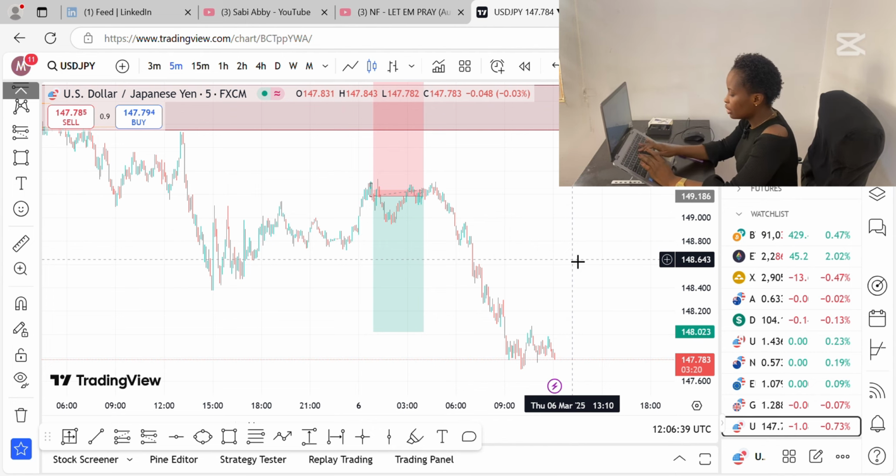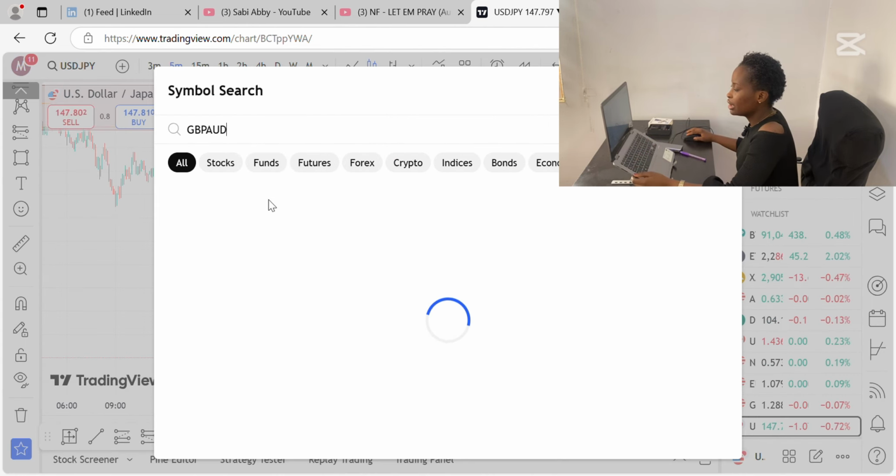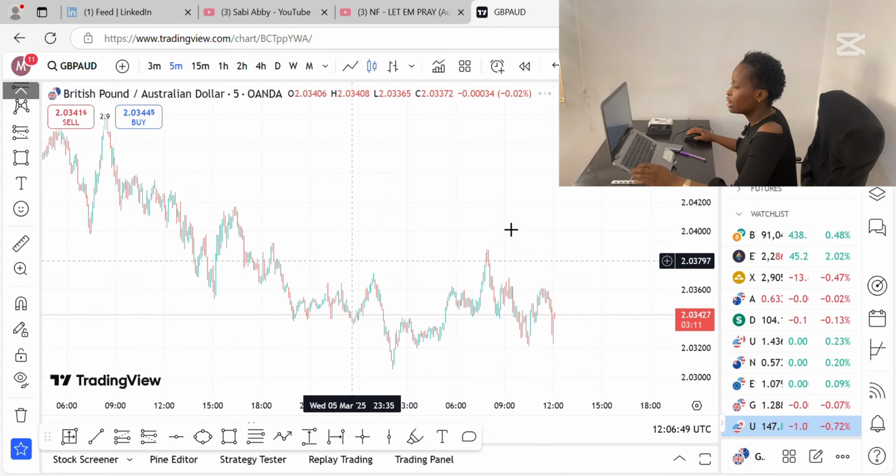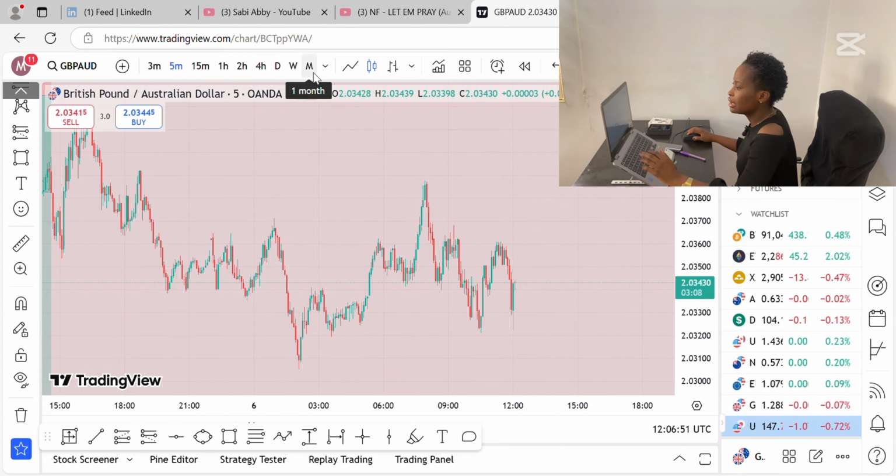Then for the pound AUD trade, the first entry that I attempted on this one stopped me out. You'll see screenshots on the screen. I just waited for another entry and I took advantage of that.